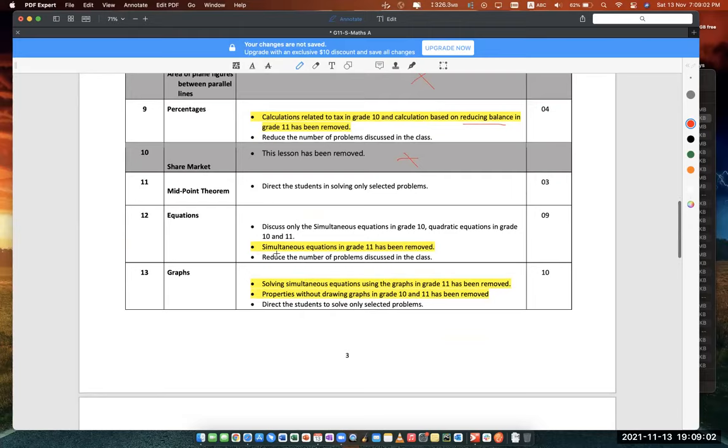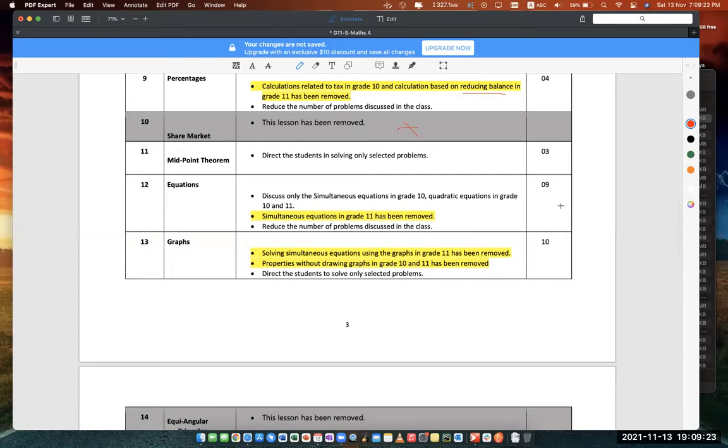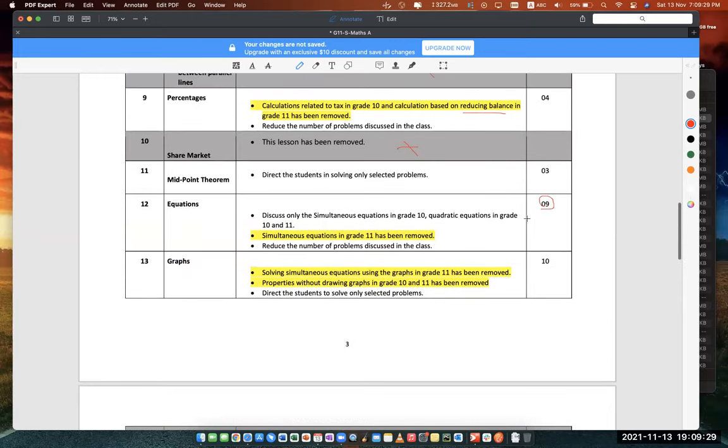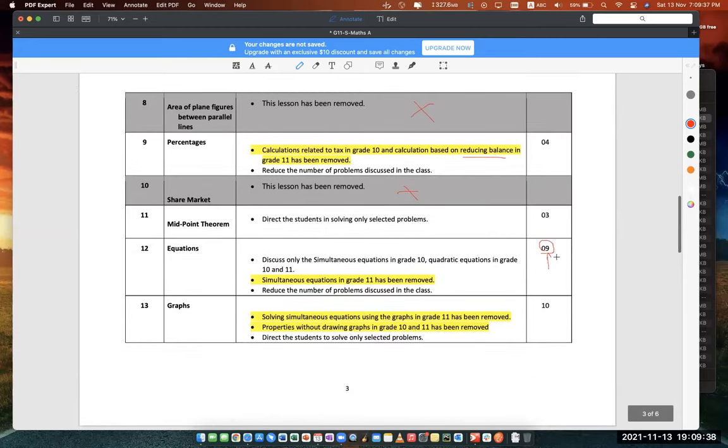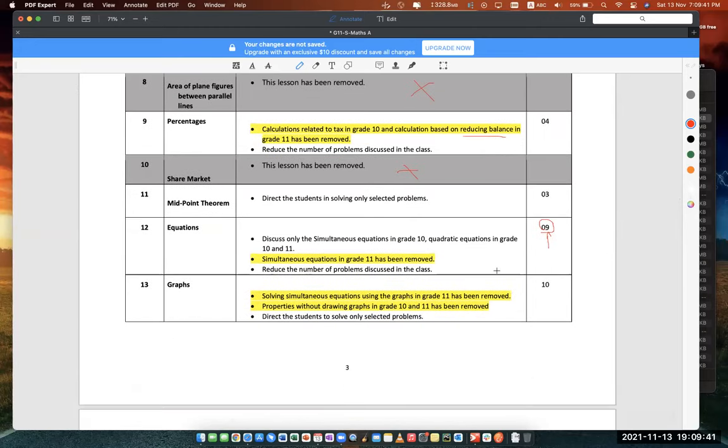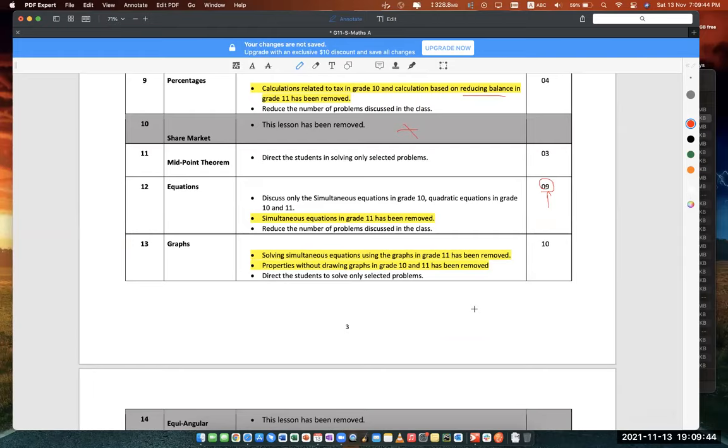Then equations. So simultaneous equations in grade 11 has been removed, but grade 10 content will be there. So we need to discuss only the grade 10 simultaneous equation part. The quadratic equations in grade 10 and 11, everything will be there, but the simultaneous equation part in grade 11 will be removed. Okay, so here you can see the allocated number of periods is 9. When you focus on lessons, just focus on the allocated periods. They have allocated 9 periods, so that means this lesson is important. There is high probability of getting an essay type question.